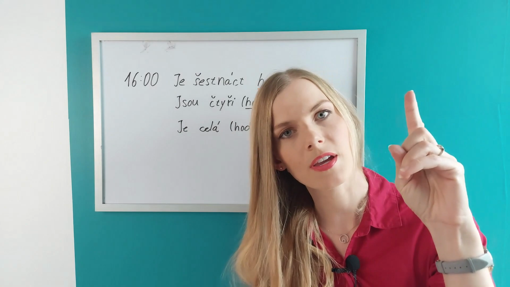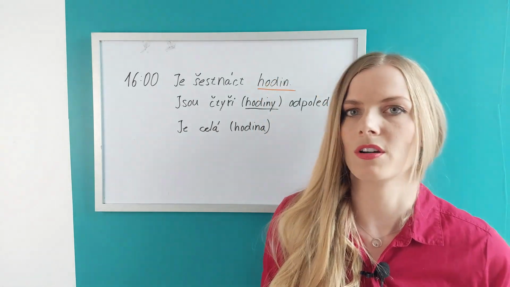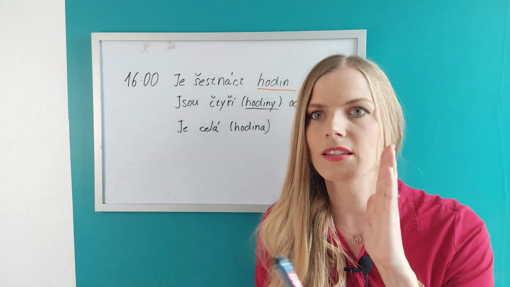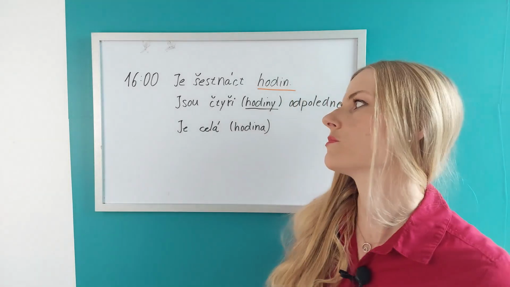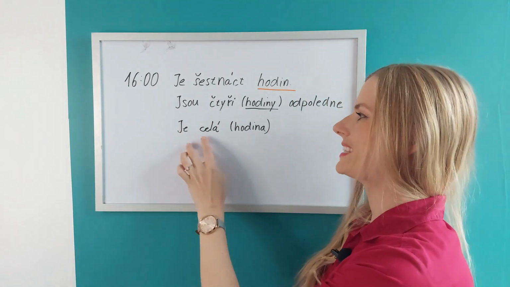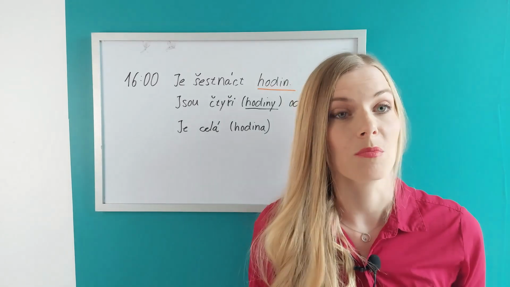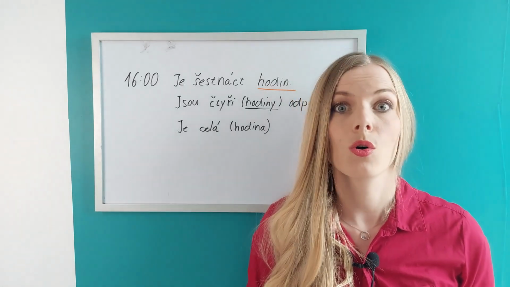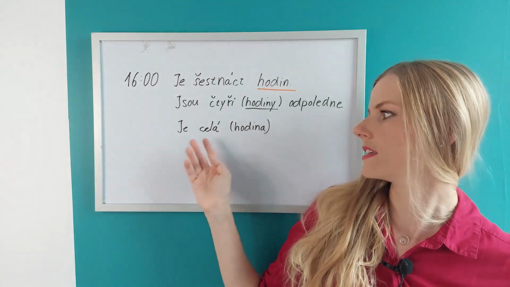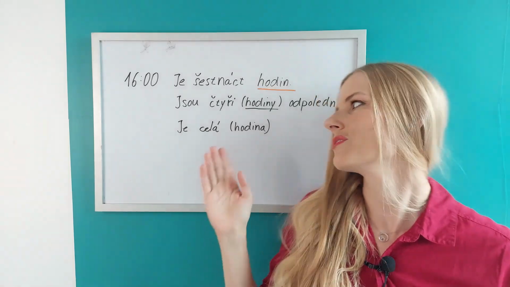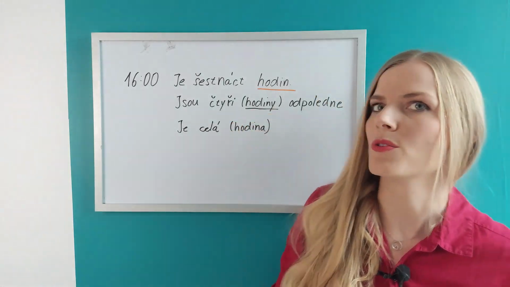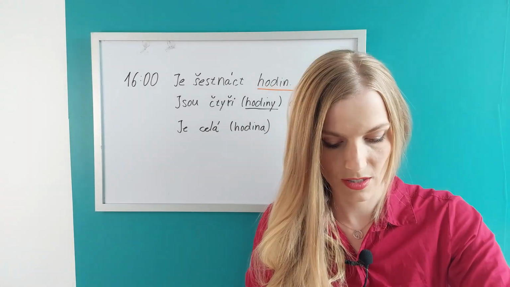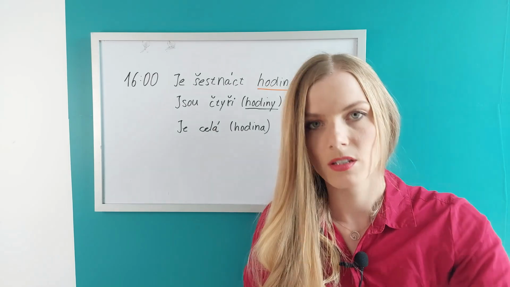When the clock strikes 4 o'clock exactly, or 5 or 3, and it's exactly 1 full hour, we could also say je celá. This is something really common among Czech speakers. Je celá means it is a whole hour. We could add je celá hodina. But we don't say this. We never say je celá hodina. We just say je celá. You look at your watch and say, je celá.